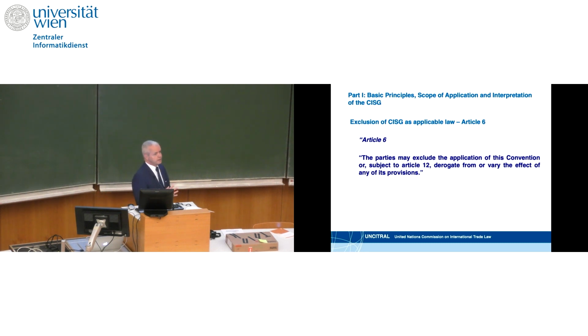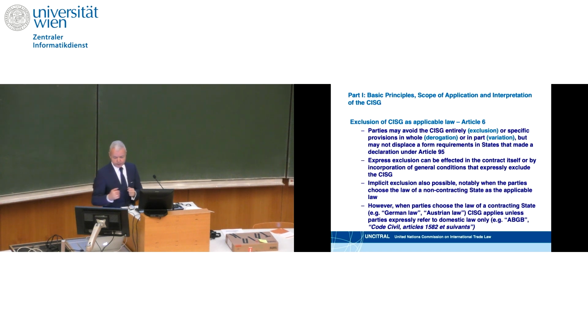Now, much the same way as the parties can choose the application of the CISG under certain circumstances, they can, and this is even explicitly said in the CISG, exclude the application of the convention under Article 6. They can exclude it, or they can derogate or vary from any of its provisions. What does that mean more concretely in detail?